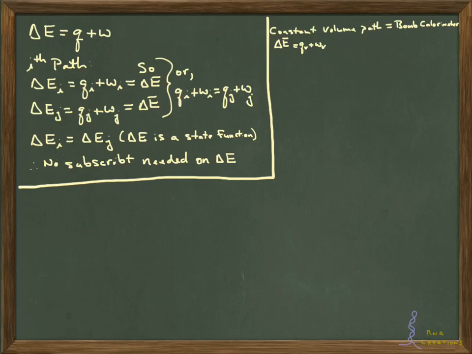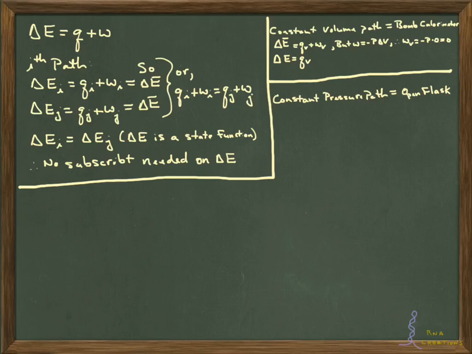This is an experiment that would be done in a bomb calorimeter. It has very thick steel walls, and so the volume can't change. Therefore, we use the subscript V on Q and W. Again, no subscript on E because it's a state function. We know that W is equal to minus P delta V, but because the volume is constant and doesn't change, delta V is 0, so W sub V is 0, and so delta E will simply be equal to the first term, Q sub V.